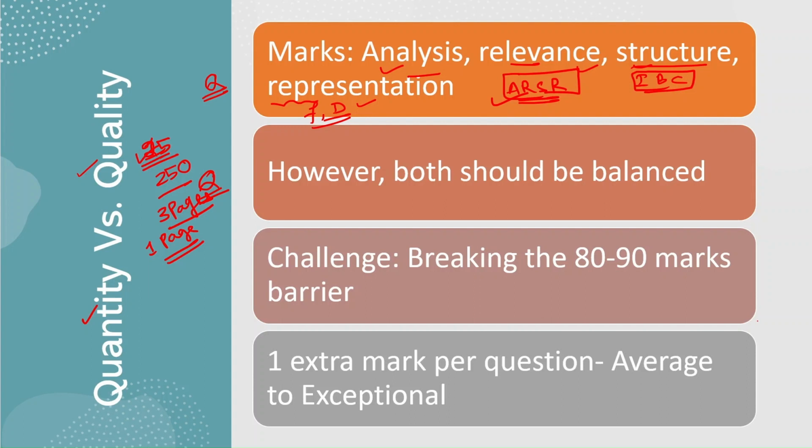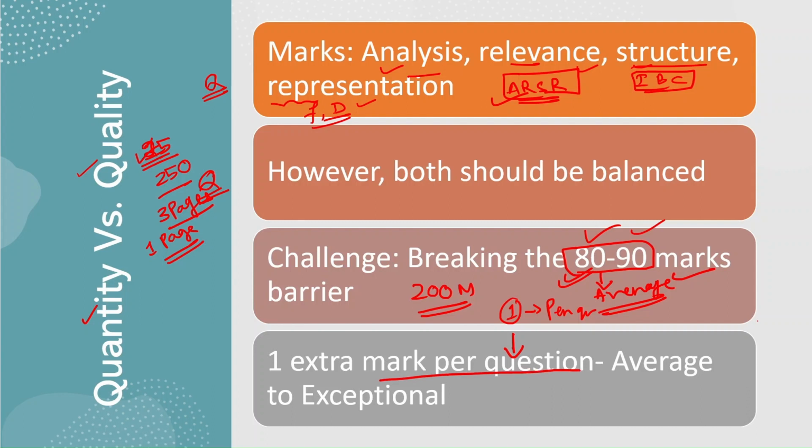Now, the most important challenge in the mains answer, or mains as a whole, is to break that 80 to 90 marks barrier. Why do I say that? Each paper is of 200 marks. So, 80 to 90 is an average to moderate mark. This is something that most of the aspirants will be able to achieve. But the challenge is to get 1 extra mark per question. This 1 extra mark per question will make your answer go from average to exceptional. So, how do you get that 1 extra mark? By prioritizing both quality and quantity parameters.